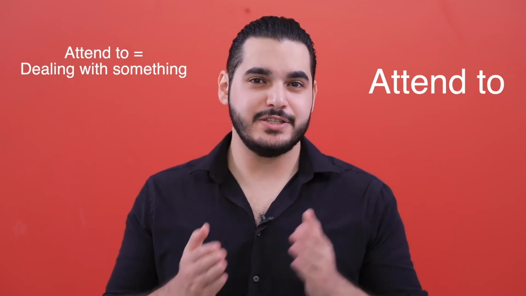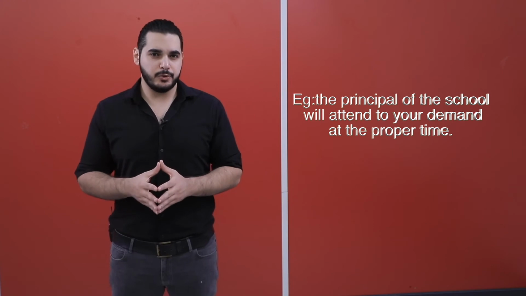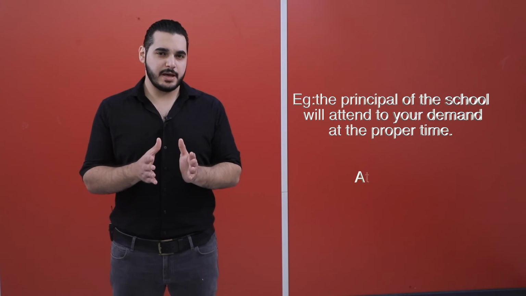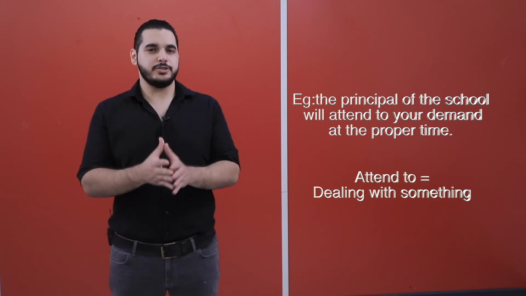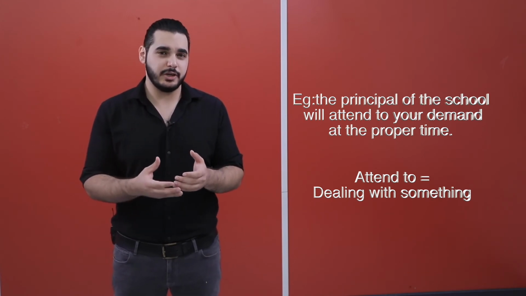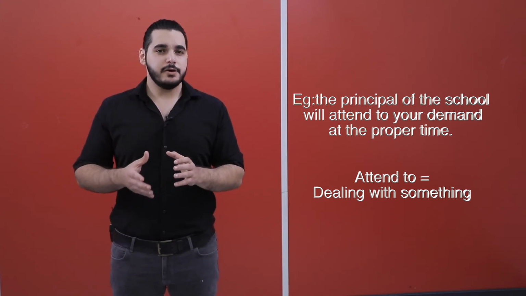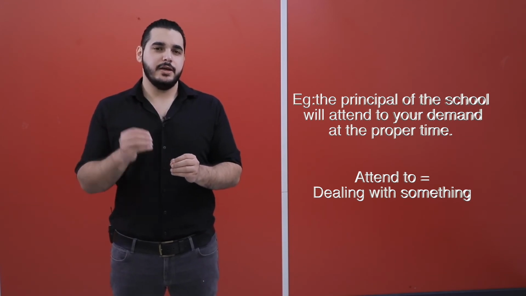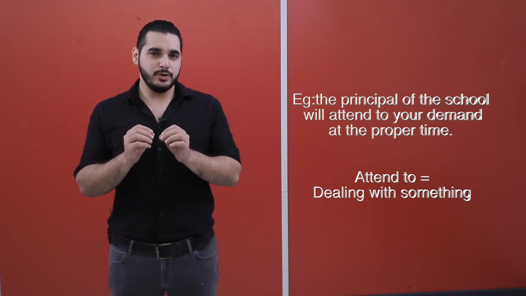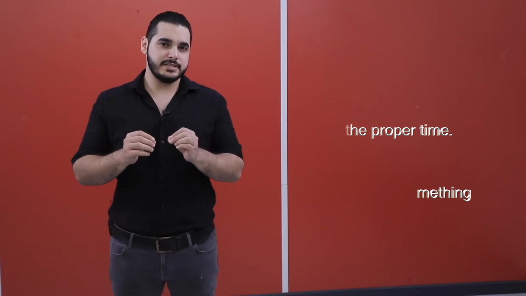Formal phrasal verb number 2 on our list is attend to. To attend to something means to deal with something. An example, the principal of the school will attend to your demand at the appropriate time. What does that mean? Like you as students, ask the principal of the school to do something for you. You have some demands regarding studying issues maybe. So they tell you in the administration that the principal of the school will attend to your demand, which means he or she will deal with your demand when it is a good time.